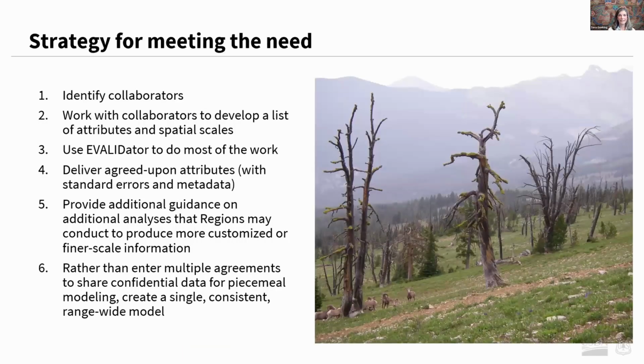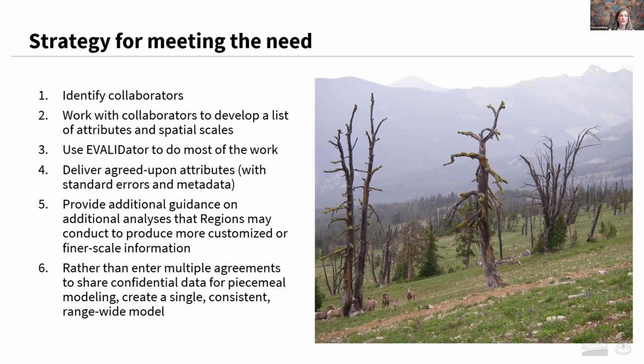These are the steps in the strategy that we used to address this need. First was identifying collaborators. So in spring 2023, I started reaching out to contacts at regions 1, 2, 4, 5, and 6, all the regions wherein whitebark pine occurs, and the U.S. Fish and Wildlife Service to develop a list of common attributes and spatial scales for which we could efficiently generate estimates.